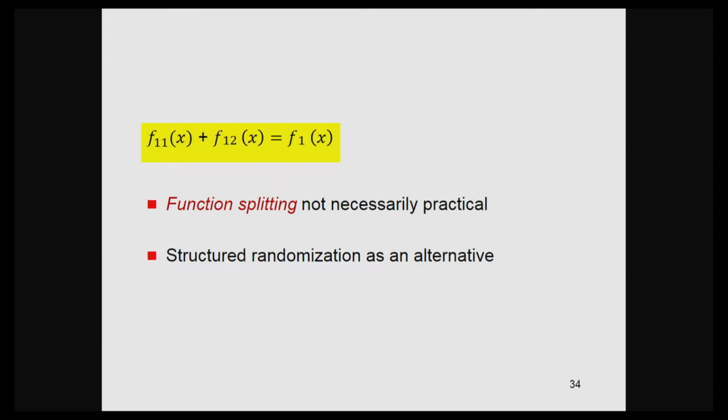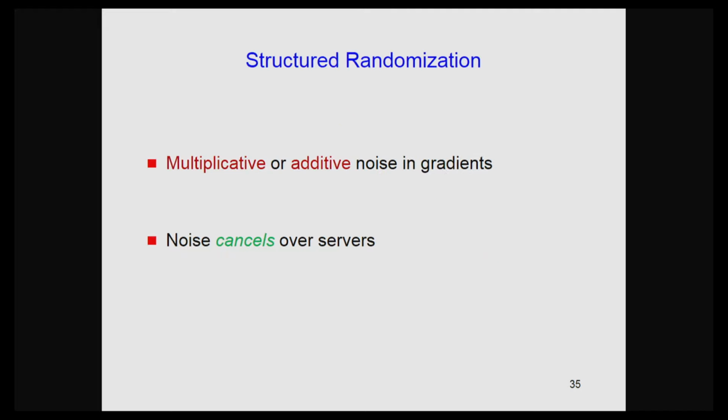However, this is what we call function splitting, and it's not always that simple. First of all, this requires that each of these be functions, meaning for every value of x, you must spit out the same value. To do this constructively, essentially you need to enumerate the function or have a way to describe the function in a compact way. It's not always possible to do this. And so that motivates the so-called structured randomization.